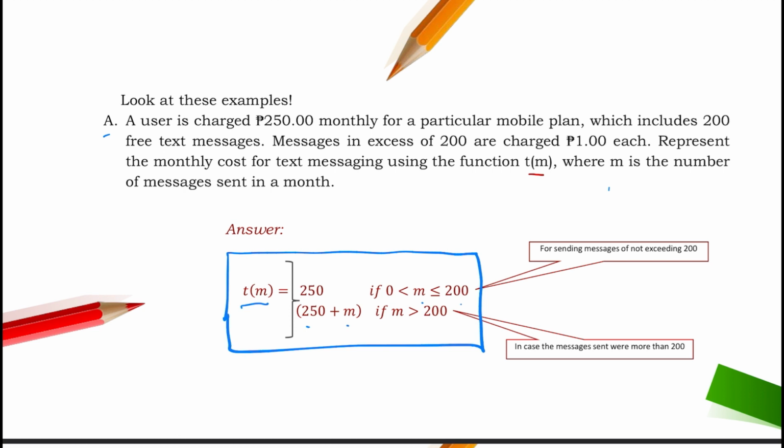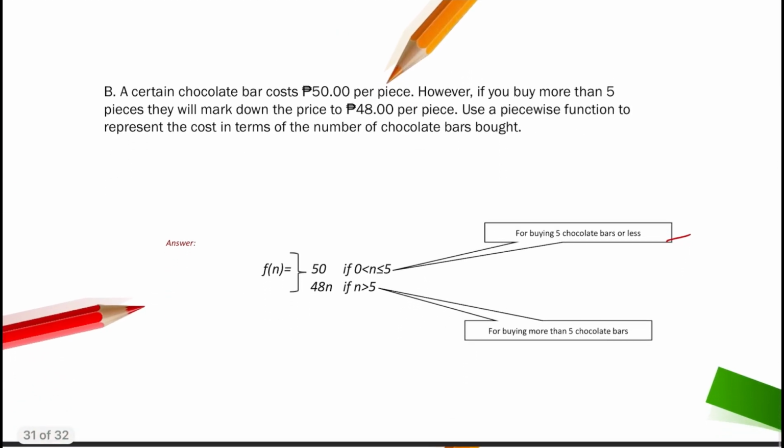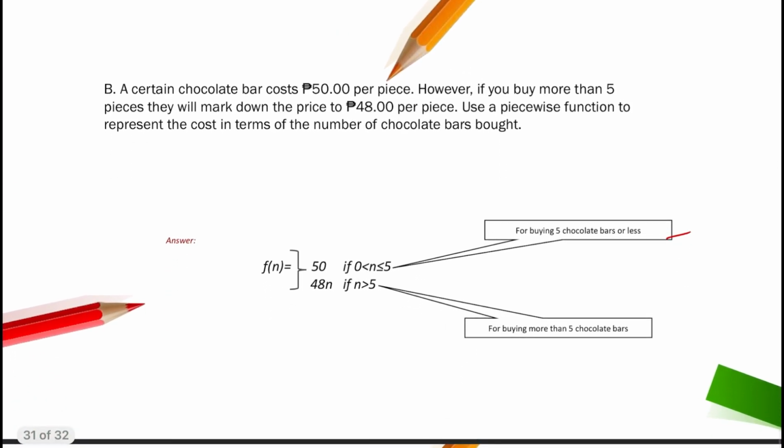Take note, there are more than one equation. Okay? Now let's have example letter B. A certain chocolate bar costs 50 pesos per piece. However, if you buy more than 5 pieces, they will mark down the price to 48 pesos per piece. Use a piecewise function to represent the cost in terms of the number of chocolate bars bought.